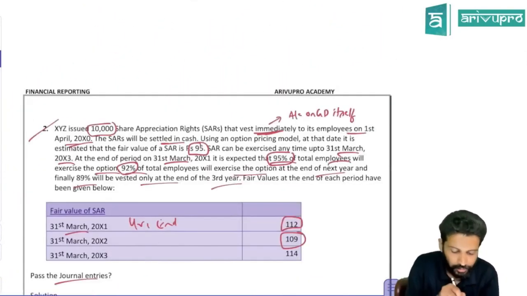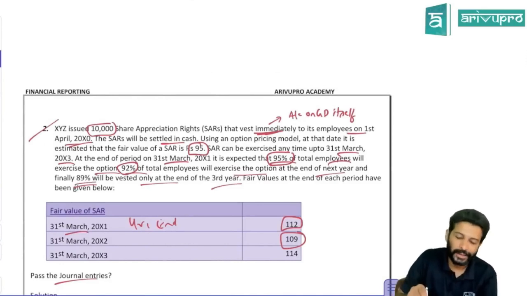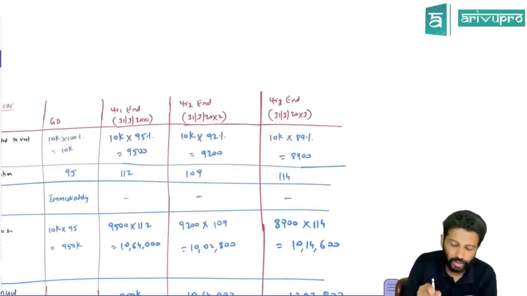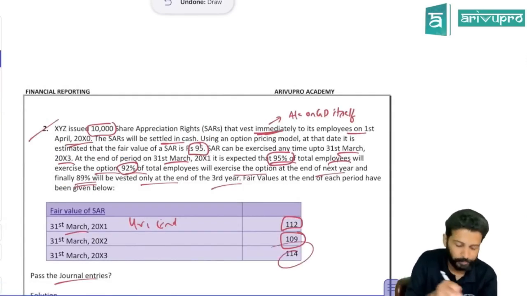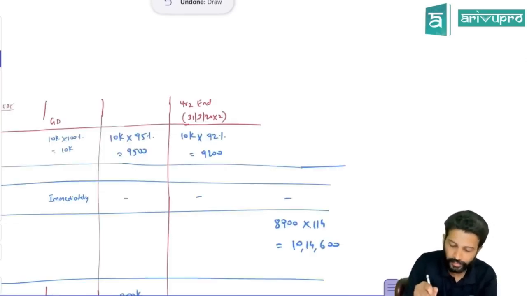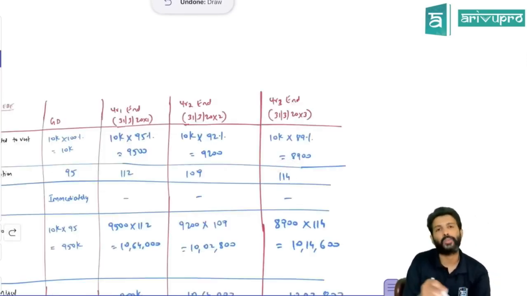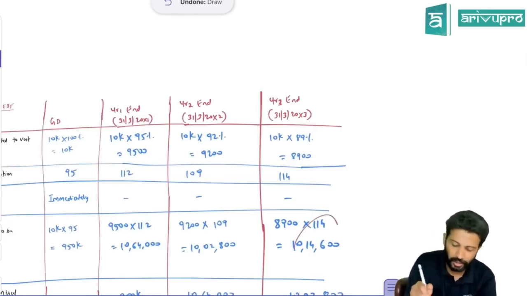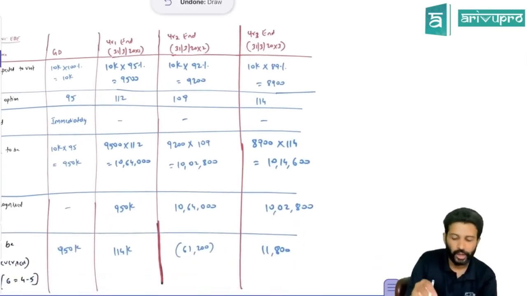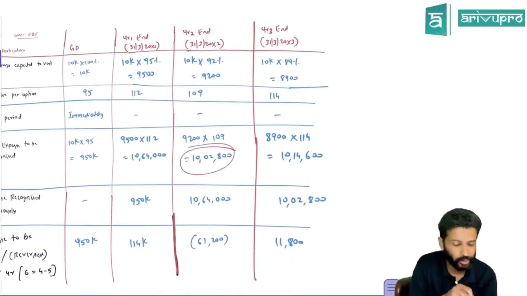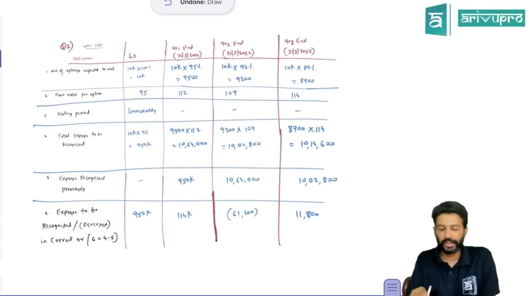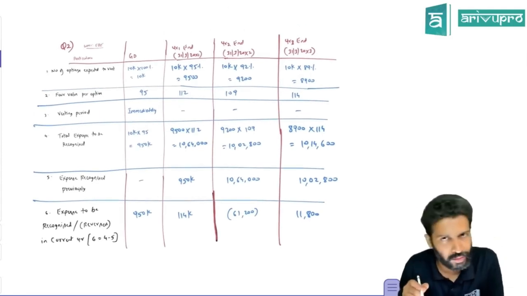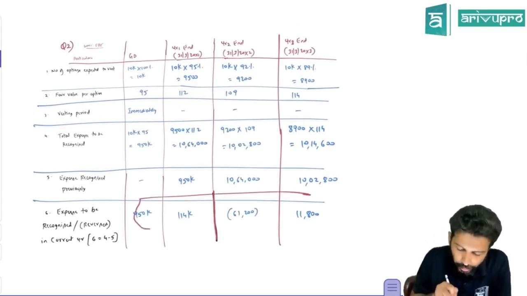Third year, what happened? Finally, only 89% of the employees are expected to vest. So 10,000 into 89% is 8,900. And at the third year ending, what is the fair value? 114. So we have taken that. So the loss on one share is 114. On 8,900 shares, it will be 10,14,600. What is the total expense booked previously? 10,02,800. 10,14,600 has to be booked, and 10,02,800 is already booked. So in the third year, you have to book an additional expenditure of 11,800. This is the amount for which you need to pass the journal entry.